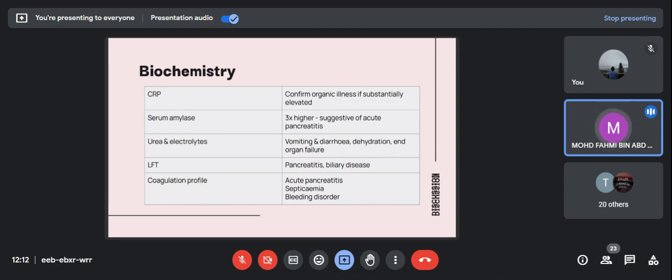Same with the Tokyo guideline. How do you know this is cholecystitis? How do you know this is cholangitis? The Tokyo guideline says history like this, blood like this, investigation like this. Once that is sorted, you can directly grade it. Grade 1 to 3, kan. Okay. Then you can proceed, kan. Next, please.